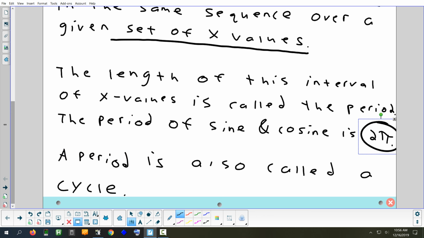So as I've been talking to you guys, I've been using these two words interchangeably. Period, cycle. Means the same thing. One cycle of a sine graph, one period of a sine graph. No difference between those two words.